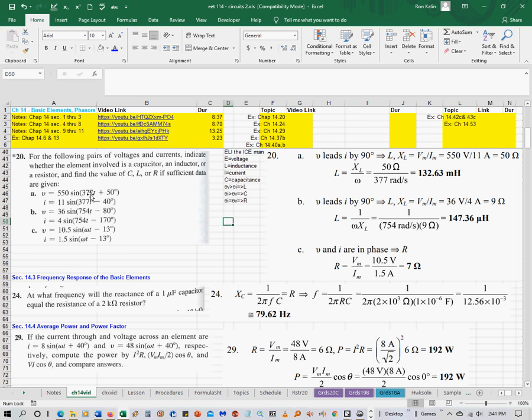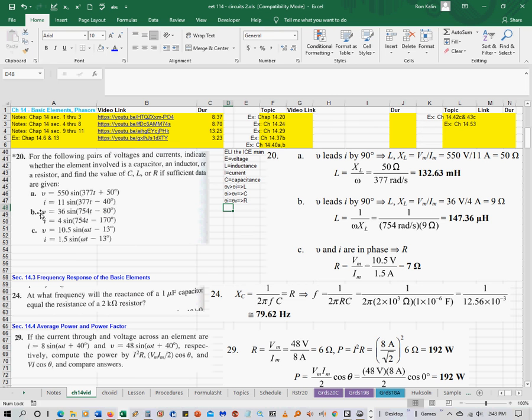And we know that the omega in this equation is 377. So you take the 50 ohms divided by 377 radians per second, which is 132.63 millihenries. Also, just to let you know, 377, if you want to know what frequency that is, you divide it by 2 pi, and then it ends up being 60 hertz. It's just a little side note. So whenever you see that 377, they're talking about a 60 hertz system.